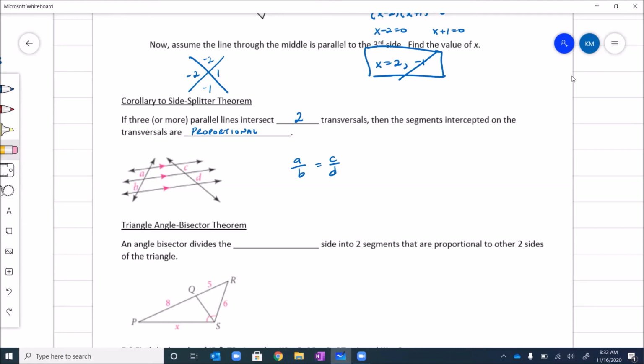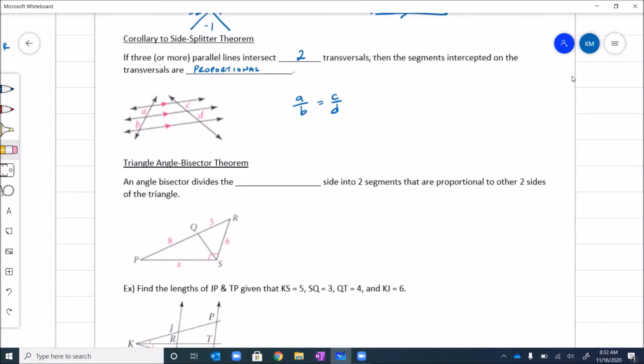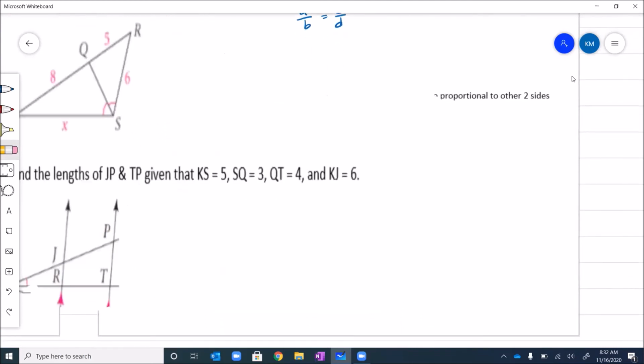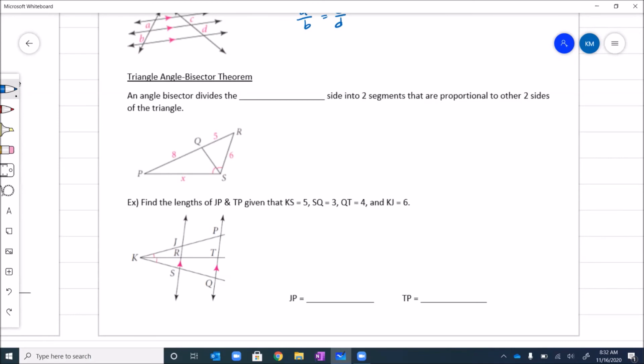All right, now we look at our triangle angle bisector theorem, and it says an angle bisector divides the intersected side into two segments that are proportional to the other two sides of the triangle. And so here's what you should notice. In our diagram here, we have QS as the angle bisector. We can say it bisects angle PSR, right? Because it makes these two angles congruent. Now, if we look at the side that it intersects, it divides it in an 8 to 5 ratio.